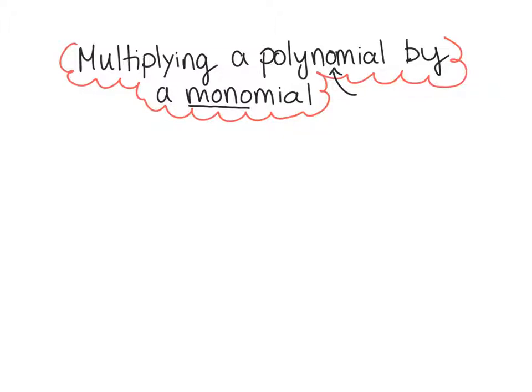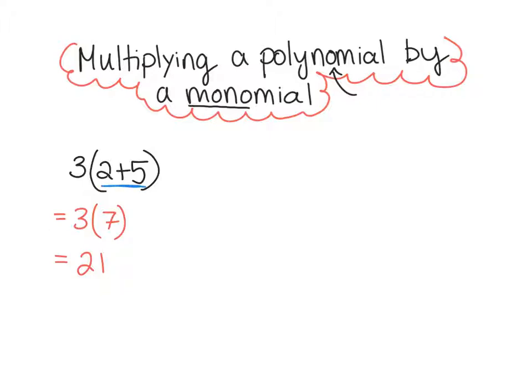So check this out. Let's say I did 3 times (2 plus 5). It's like a BEDMAS question, right? And I wanted to solve it. Cool. Well, I'd just follow BEDMAS rules, meaning I would do my brackets first. So I'd do 2 plus 5 is 7, and then I would do 3 times 7 is 21. Boom.